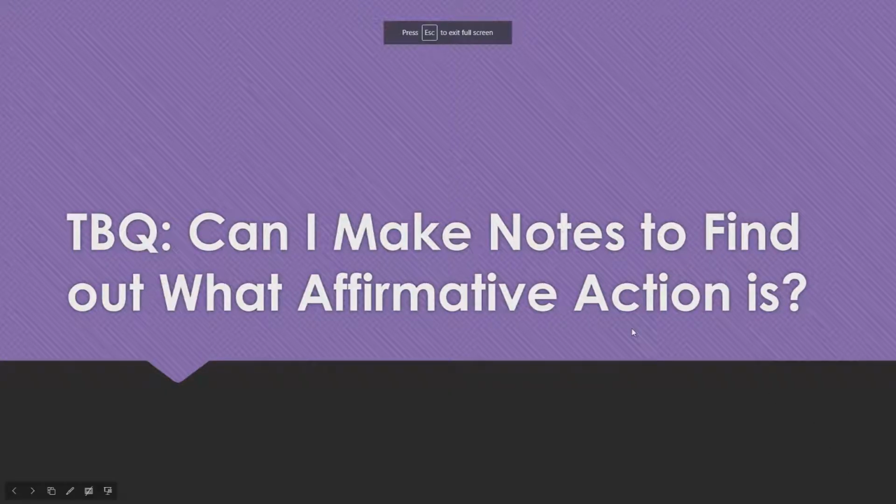The TBQ, which we always do obviously, is: can I make notes to find out what affirmative action is? Before we get onto that A3 sheet that I'd like you to fill in, I would like you to make notes on this and make sure that you know what affirmative action is to start with. They're your personal notes that you can use for revision. The A3 sheet, obviously, you could also use for revision, but that is something that I would like you to complete after you've done this. So this is note-taking first, and then you can do the A3 sheet afterwards.